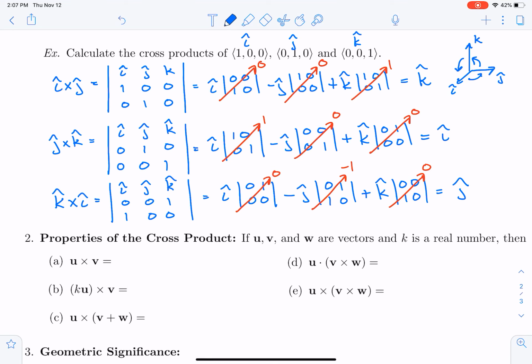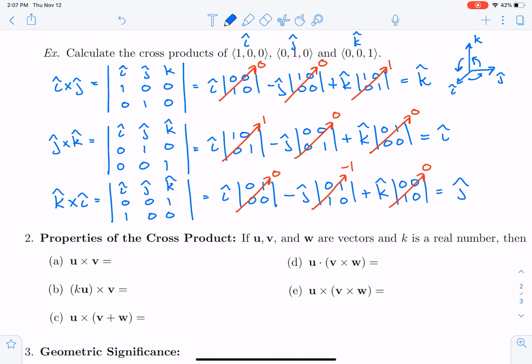And these three vectors actually form what we call our right-handed coordinate system. And we'll talk a little bit about right-handedness and the right-hand rule in an upcoming video. So the last thing I want to mention for this video is some properties of cross products.